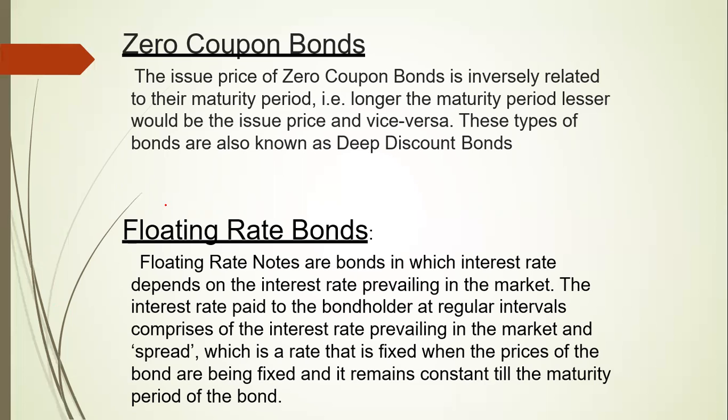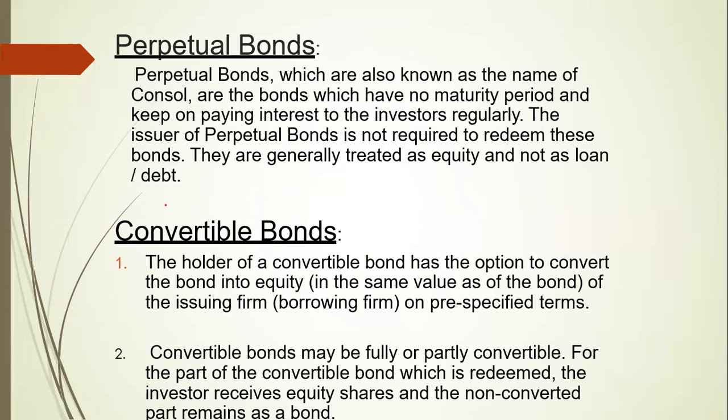Okay, so that is the second type of bond, called the floating rate bond. The next is the perpetual bond. These types of bonds are known by the name of consol, and these bonds have no maturity period and keep on paying interest to the investors regularly. There will be no maturity period and no date mentioned. So the issuer of perpetual bonds is not required to redeem these bonds. They are generally treated as equity and not as loan or debt.